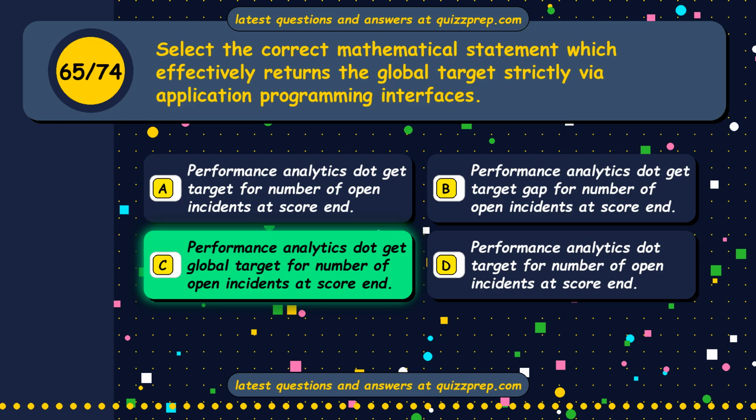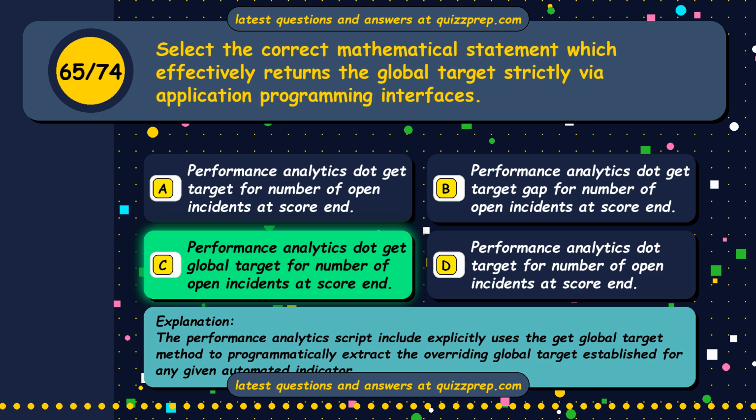The correct answer is option C, PerformanceAnalytics.getGlobalTarget for number of open incidents at score end. The Performance Analytics script include explicitly uses the getGlobalTarget method to programmatically extract the overriding global target established for any given automated indicator.